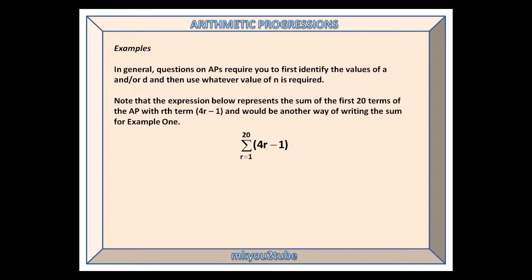In general, questions on APs require you to first identify the values of a and or d, and then use whatever value of n is required. Note that the expression below represents the sum of the first 20 terms of the AP with rth term 4r minus 1, and would be another way of writing the sum for example 1.